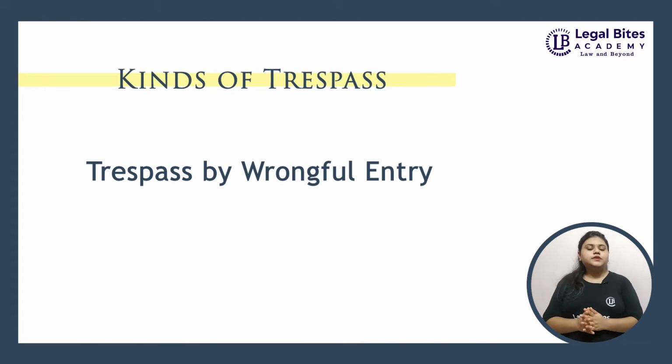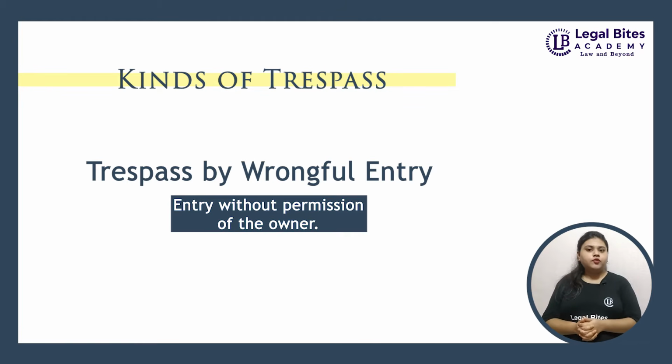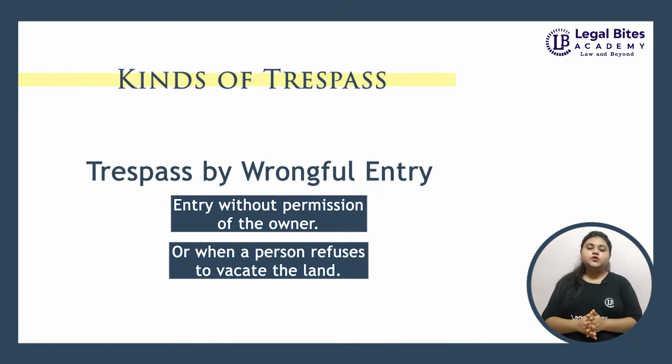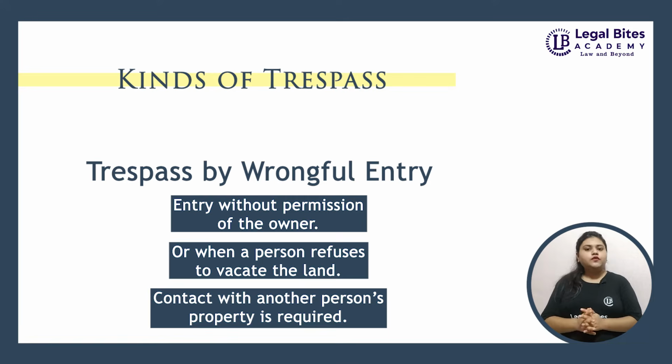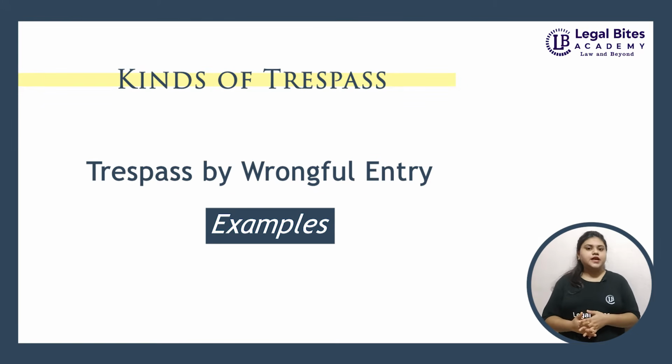This occurs when a person enters onto someone else's land without the due permission of the rightful owner, or when a person refuses to vacate the land when the permission to enter the land is withdrawn by the owner. There has to be a contact with another person's property to form this trespass, however slight it may be. Examples of this kind of trespass are encroachment on the land and walking through it. When the permission to enter granted by the lawful possessor of land is abused, it also qualifies as trespassing.